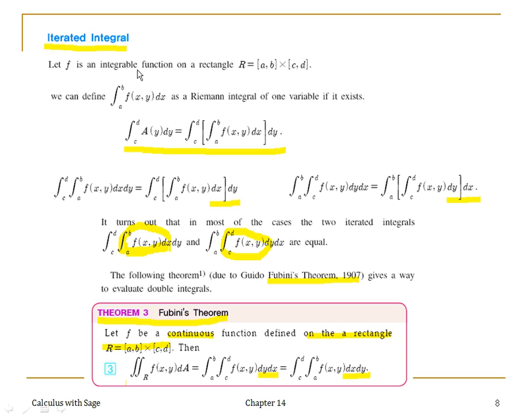Let f be an integrable function on R, and we define this function as a Riemann integral of one variable, if it exists. Then we may integrate this function, which is a function of y, from c to d with respect to y like this. Then we can write it in this way. And similarly, we can integrate the function f of x and y with respect to y first, then x next.